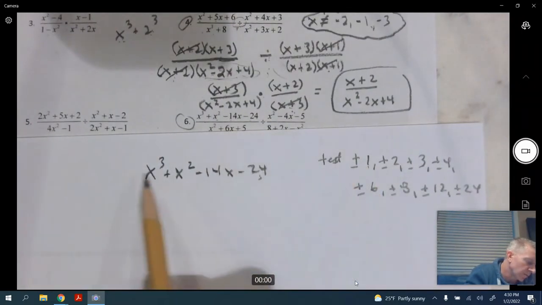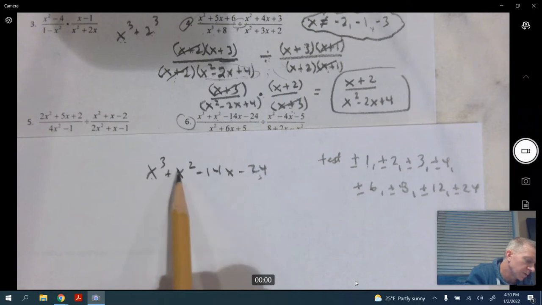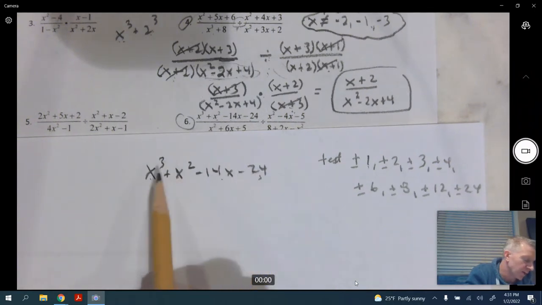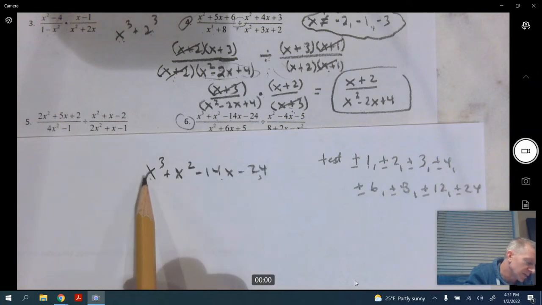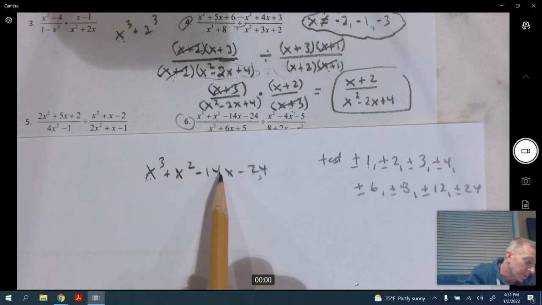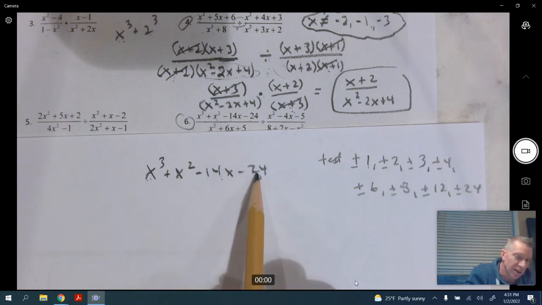Let's try plugging in 1. If we plugged in a positive 1, we get 1 plus 1 minus 14 minus 24. That's not going to work. Let's try negative 1. That would give me negative 1 cubed is negative 1 plus positive 1. And then we get plus 14 minus 24. That's not going to work.